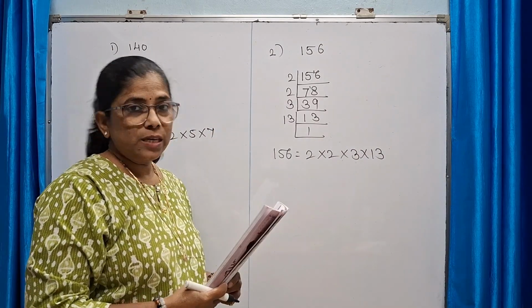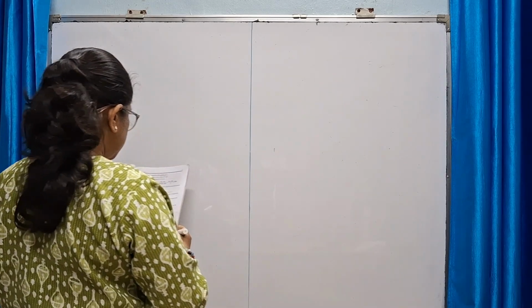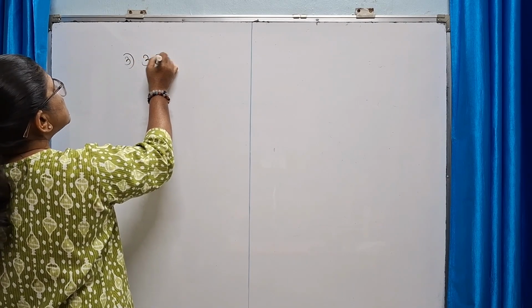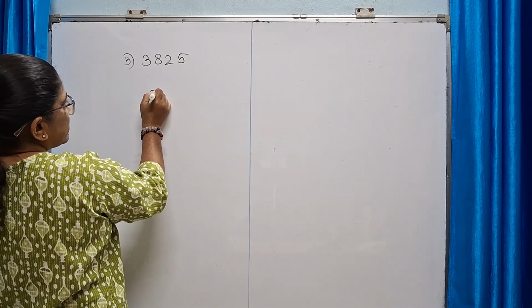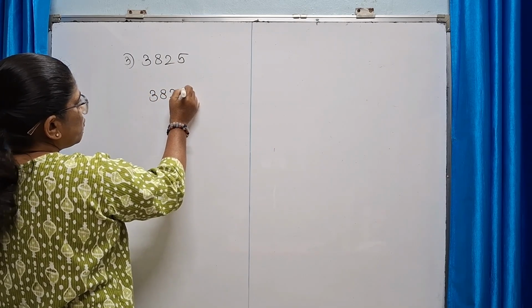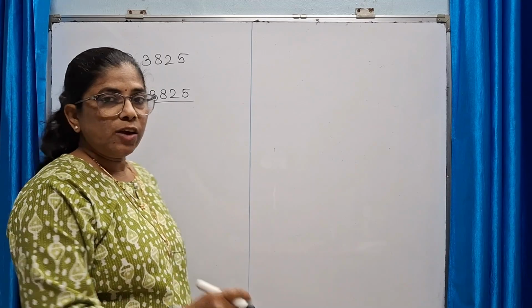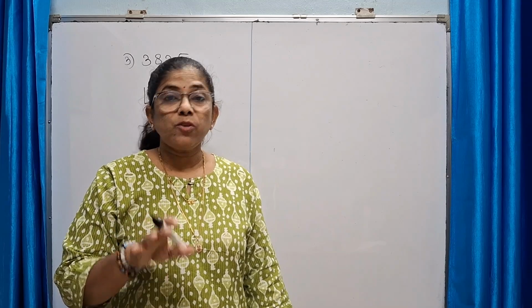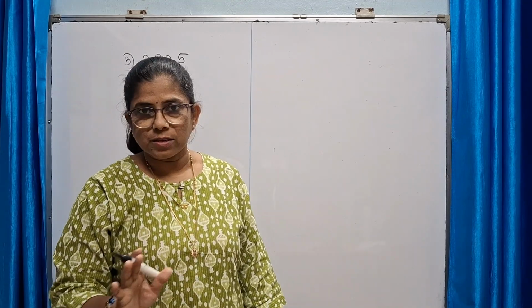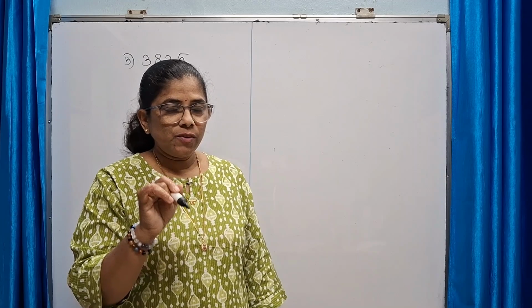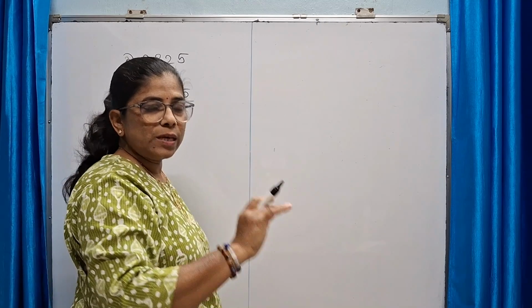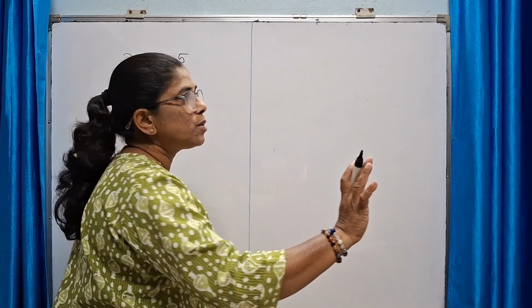Let's move to the third sum. Here the third number is 3825. When the number is ending with 5, don't waste time even in checking whether it is divisible by 3 or not. If it is divisible, we will get 3 later. As I said, it is explained in one video. Order is not important here. So when the number is ending with 5, straight away start your factorization with 5.